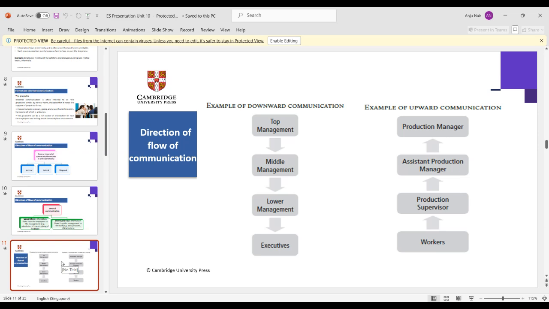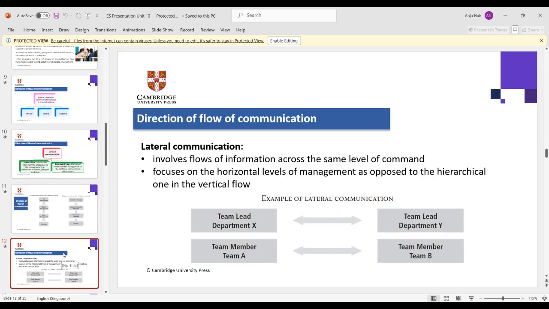As I told you, in upward communication workers do their work and it is communicated to the production supervisor. The supervisor communicates to the assistant production manager, and the assistant manager to the production manager. That's an example. Another one is lateral communication, that is sideways, or we call it horizontal also. It is peer group communication, across the same level of command. Managers communicate with managers of different departments, supervisors and production managers of different departments communicate. That is information across the same level of command.